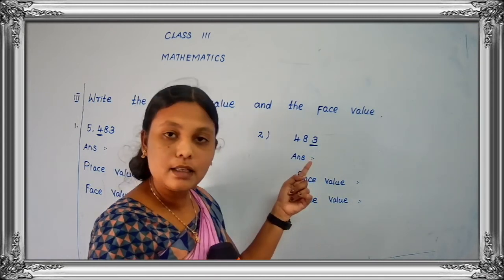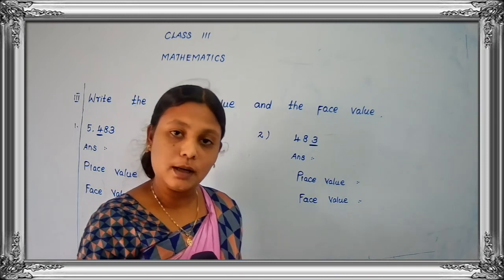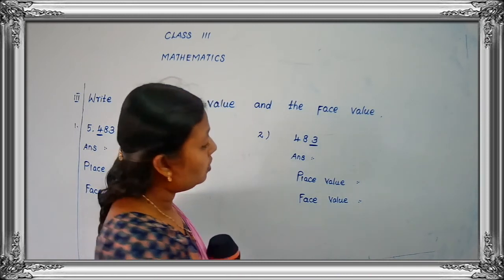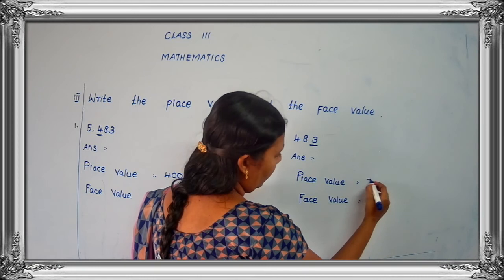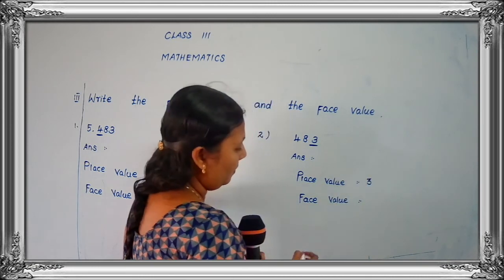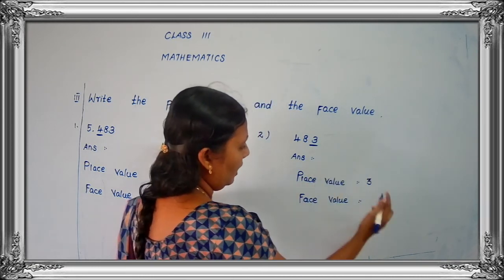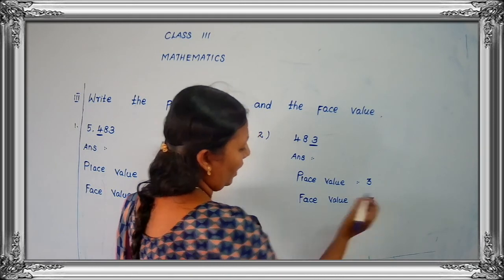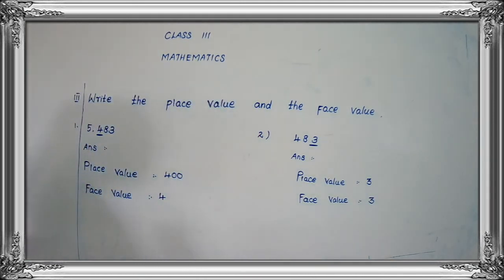3 is in which place? Ones place. Yes or no, children? 3 is in ones place. So we want to write the 3 only. Then face value means see the underlined digit number and write the face value. And we want to write the face value. Do you understand, children?